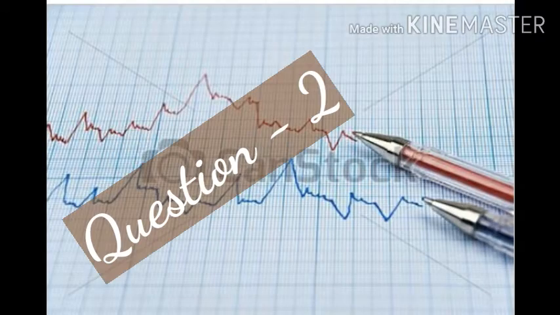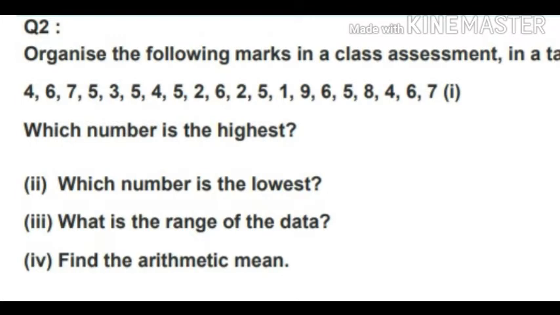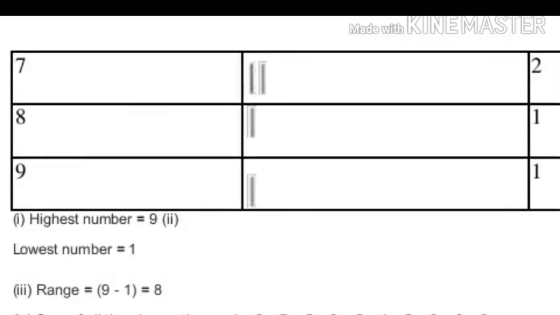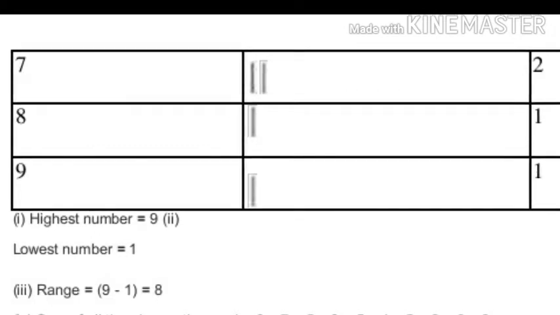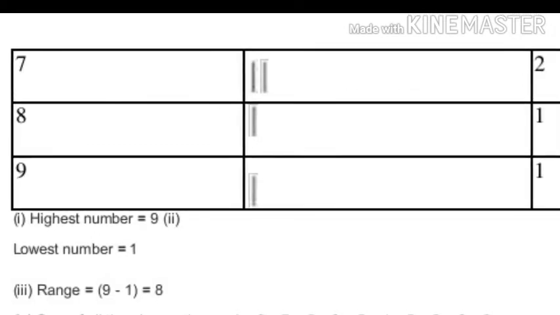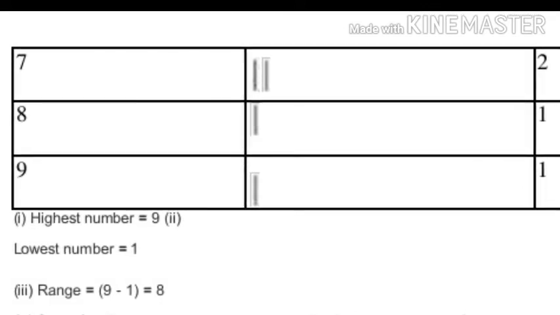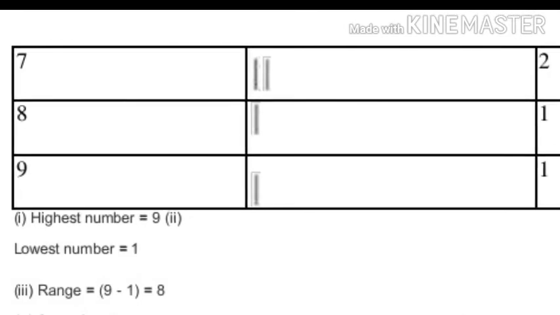Now question number 2. Organize the following mass in class assessment in a tabular form. Students, mass is given. So you have to find which number is the highest, which number is the lowest, what is the range of the data, and last find the arithmetic mean. Now make the frequency table. Students, you know how to make the frequency distribution table. You can see the highest number is 9 and the lowest number is 1. So range is equal to 9 minus 1 is equal to 8. So range is 8.